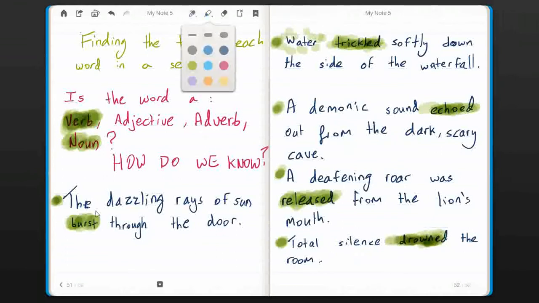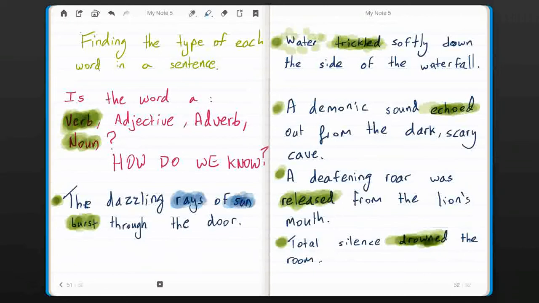Now we'll look at the nouns. We've actually looked at them pretty briefly just then. For this one we have rays and we have sun. Those are both nouns because we can see those things. They're both objects that we see. And nouns are things, places, people, and sometimes feelings as well, like happiness, but that's in another video. Another noun up here is water. We know that because it was the water that trickled, and water is an object that we can touch.